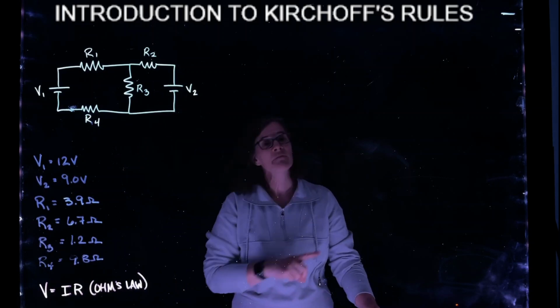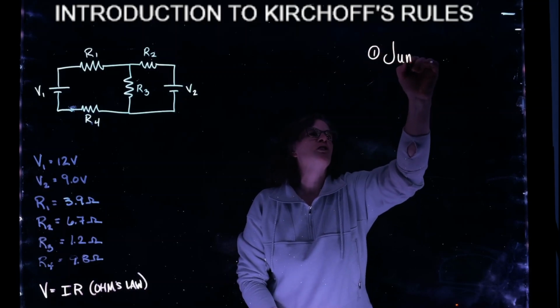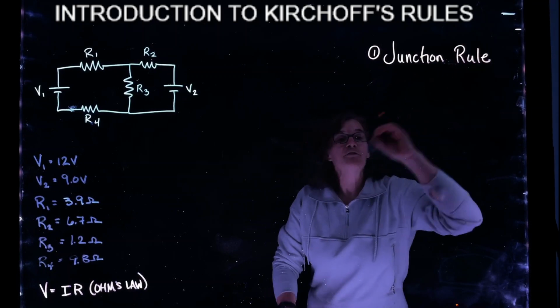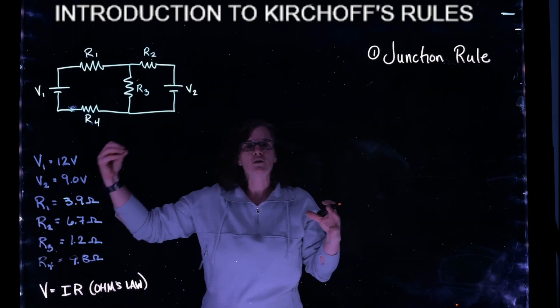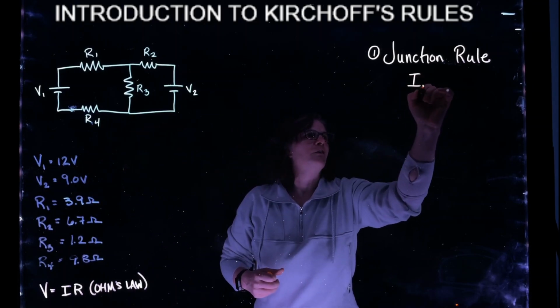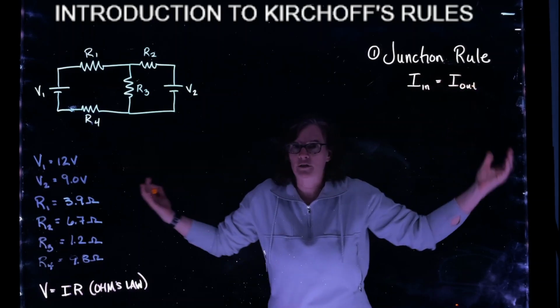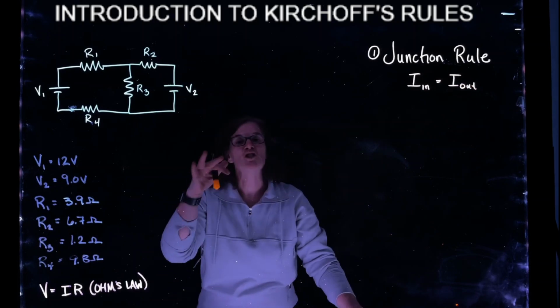All right. The first rule that we're going to learn about is what's known as the junction rule. The junction rule is straightforward as it pertains to conservation. It tells us that the current going into a junction has to equal the current coming out of a junction. That's not too hard of a stretch, because where else is it going to go? So let's first define again what a junction is.